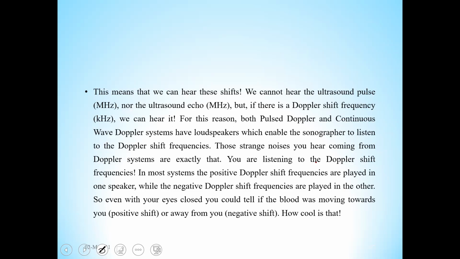We can't hear the ultrasound pulse, but we can hear the Doppler shift. If there is a Doppler shift frequency, we can hear it. For this reason, both pulse Doppler and continuous wave Doppler systems have loudspeakers which enable the sonographer to listen to the Doppler shift frequencies. The strange noises you hear from Doppler systems are exactly that. You are listening to the Doppler shift frequencies.